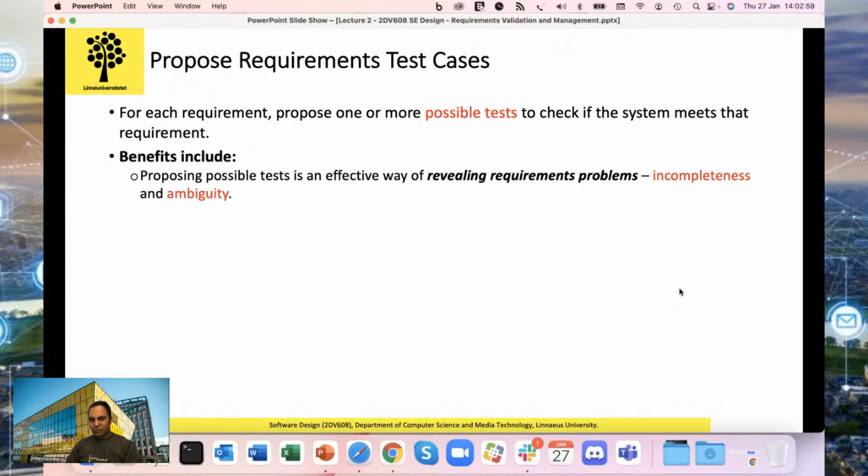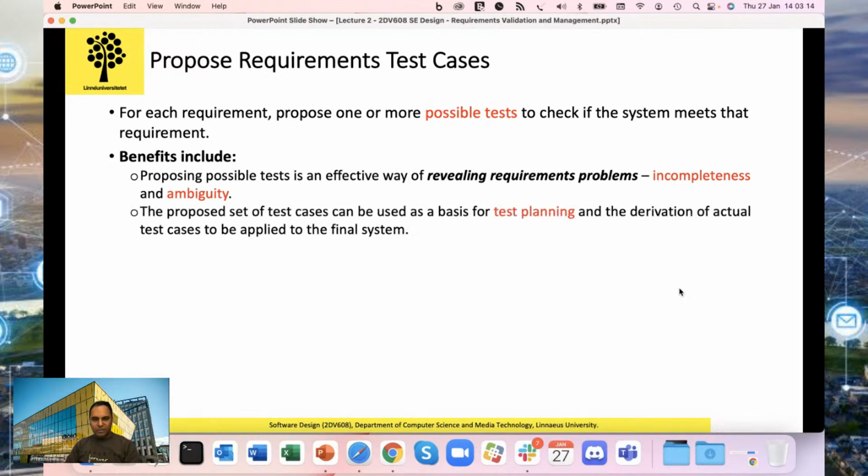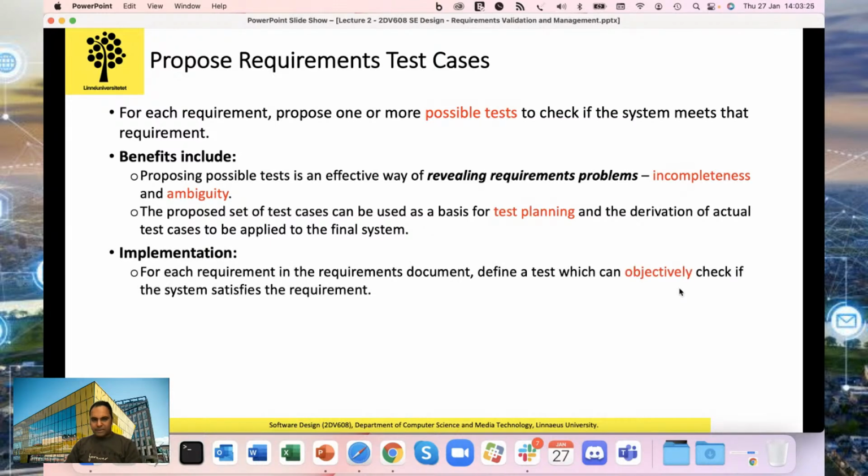Rather, you should focus on which aspect or which part of the requirements should be tested or is testable. This also identifies incompleteness or ambiguity in your requirements. I hope I could make this clear because this is an important part of your assignment. So when I ask you to write test cases, don't write detailed test cases. Rather, identify what aspect of your requirements should be tested.